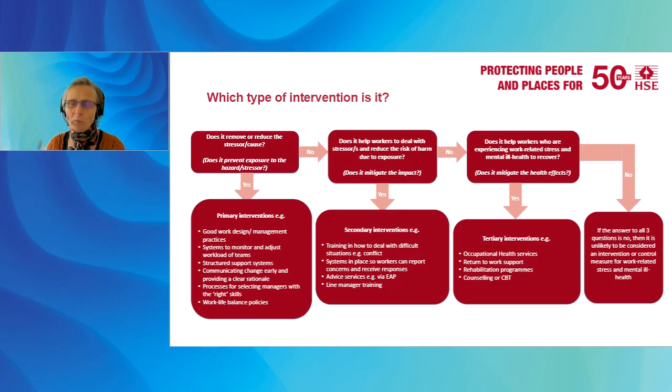This is quite a complicated flow diagram, I appreciate, and I'll not go through it in detail now. I'll leave you to study it afterwards. But what it does do is really helpful: it talks you through whether an intervention is primary, secondary, or tertiary. So it helps with either something that you've got in place already or something that you might be implementing. It is worth having a look at this. It is a really helpful flow diagram.